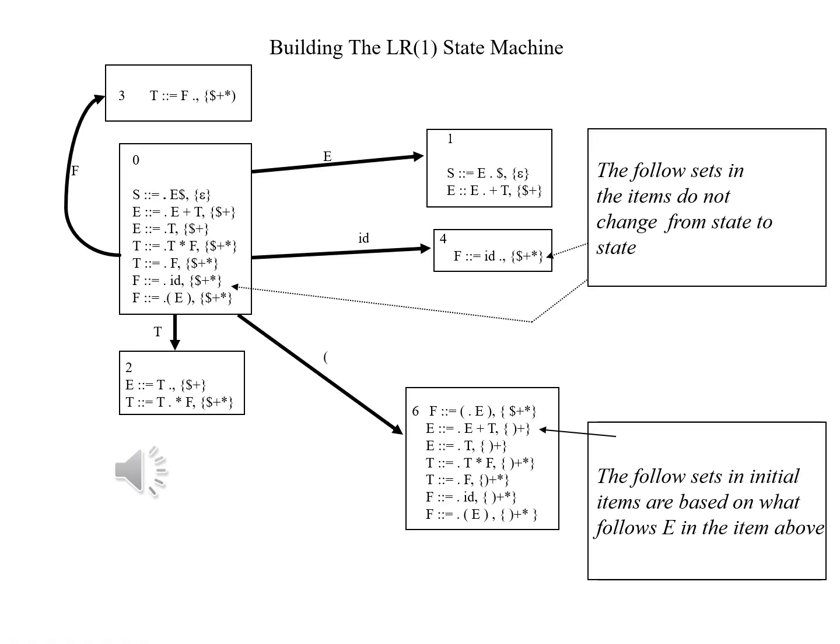As we derive the states one transition away from state 0, we see that the follow sets remain the same transition after transition. The only instance that is different is state 6. In this case, the item F derives dot open parenthesis E close parenthesis has a different follow set at the bottom because this is not a factor at the beginning of the entire expression. It is a factor immediately after the open parenthesis, and we don't expect to find the end of file marker in this case. We expect to find the close parenthesis.